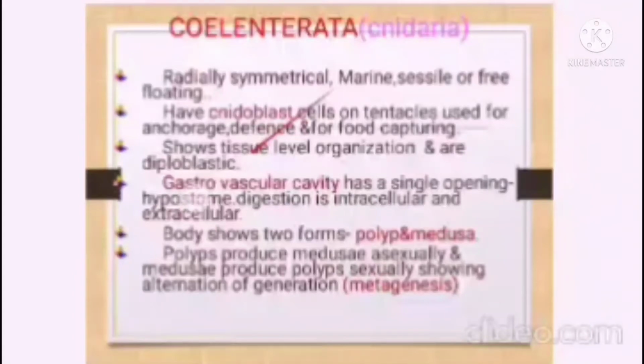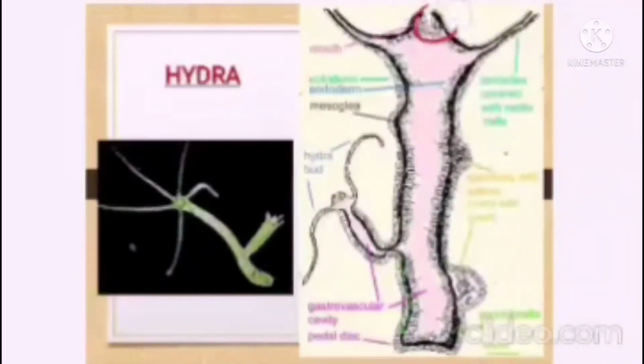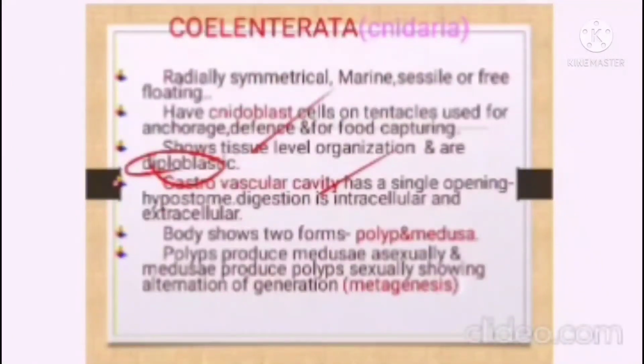Diploblastic, you know what is diploblastic? Two germinal layers, isn't it? So one ectoderm and one endoderm are present. The gastrovascular cavity has a single opening. Only from one side does the food move in, and from the same side the food moves out. There is no other opening. Another characteristic of coelenterates is this single opening called the hypostome, and the digestion is intracellular and extracellular.